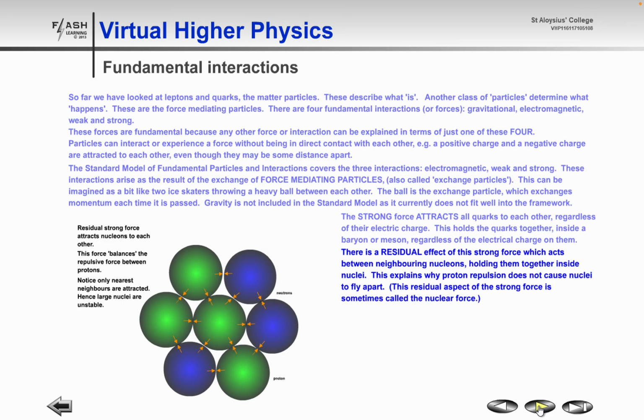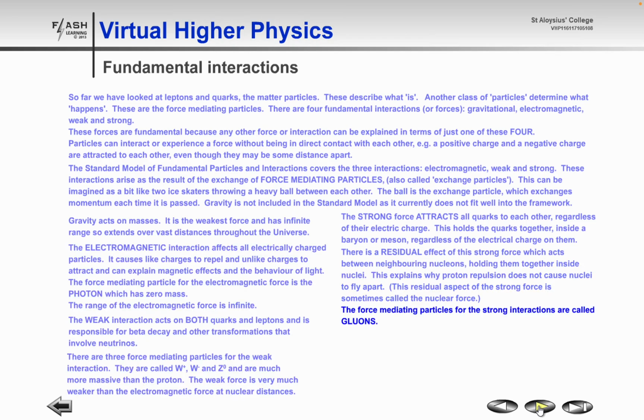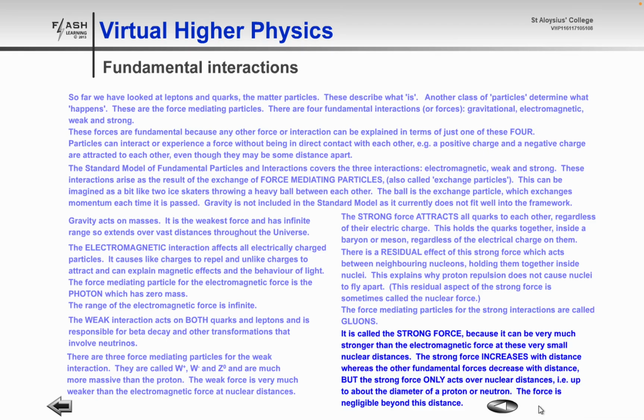It's always attractive. And because of that, you also get some residual effect between neighbouring nucleons, so neighbouring protons, neutrons, etc. And that's what holds the whole nucleus together, so the positively charged protons don't fly apart. The force-mediating particle for the strong interaction is called the gluon. Incidentally, you also hear these force-mediating particles called bosons. Okay, just so you come across that phrase as well.